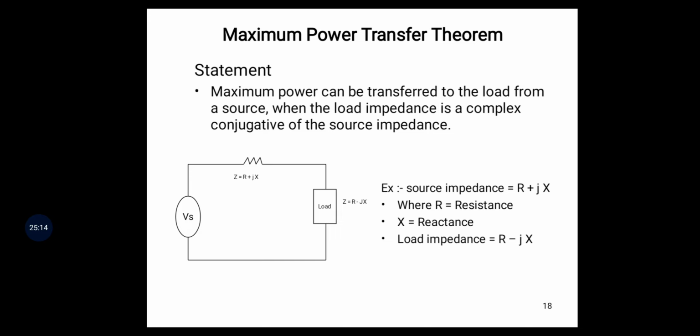Here the source is Vs, a voltage source, with source impedance Z equal to R plus jX, where R is resistance and X is reactance. The load impedance is then the complex conjugate of R plus jX, equal to R minus jX. So in this circuit, when the maximum power is delivered, the condition is Z equal to R plus jX and ZL equal to R minus jX. Here the load impedance is the complex conjugate of the source impedance.